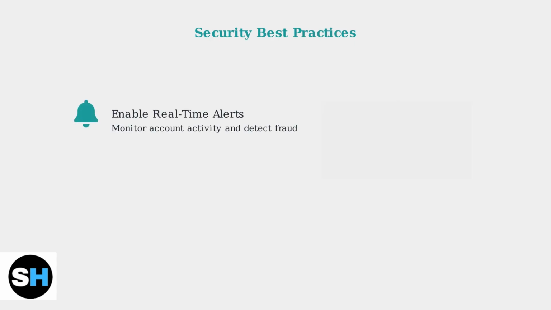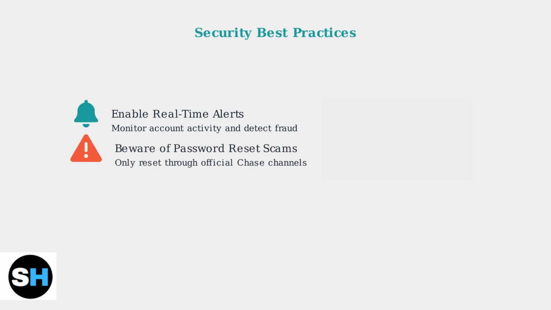Set up real-time alerts in the Chase app to monitor all account activity. These notifications help you quickly detect unauthorized transactions and respond to suspicious activity immediately. Be extremely cautious if you receive unexpected password reset requests. Legitimate requests should only come through official Chase channels, and you should never reset your password through suspicious links or emails. Keep your Chase app updated to the latest version.